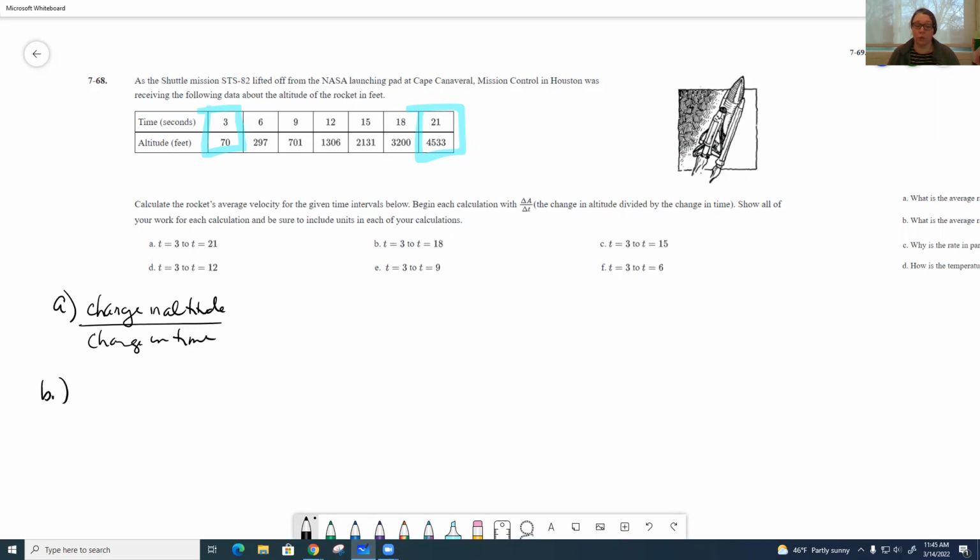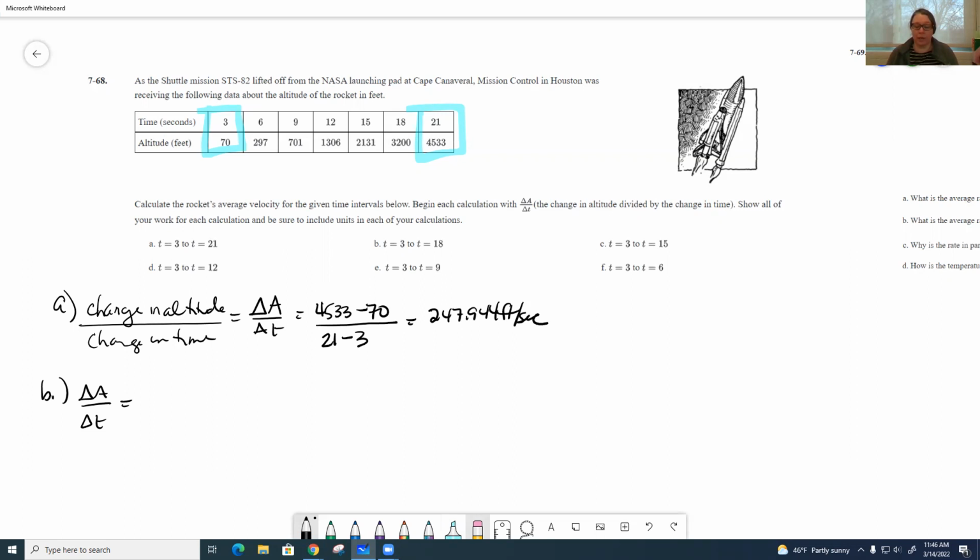I don't really want to write out the words change in altitude over change in time every time. So the change in altitude, I'm going to use delta A over delta T. So all of these are going to start with delta A over delta T. And to find the change in the altitude, I'm going to subtract. So 4,533 minus 70 over the change in time, 21 minus 3. And I'll figure out each of these differences. And then when I divide, I get 247.944. And it says make sure that you include units, so feet per second.